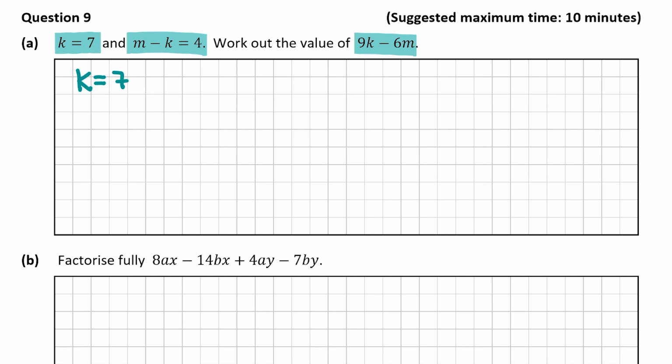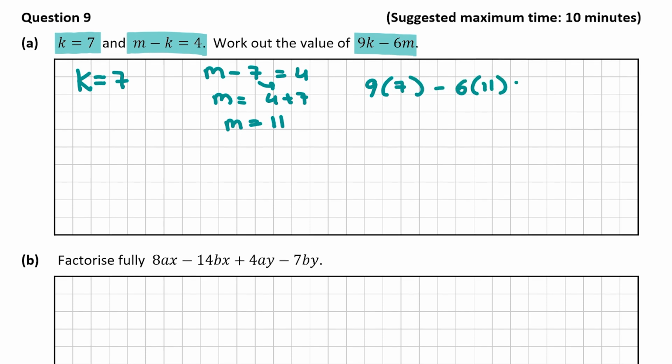So let's work out what m is. So m minus k, which is m minus 7, is equal to 4. So m is equal to 4 plus 7, because when you move it across the equal sign, it changes sign. So m is equal to 11. So 9k, which is 7, minus 6 by 11, because that's m, is equal to. So 9 by 7 is 63. 6 by 11 is 66. So 63 minus 66 is minus 3. So that's our answer to 9k minus 6m, and for this question you're going to get a total of 5 marks.